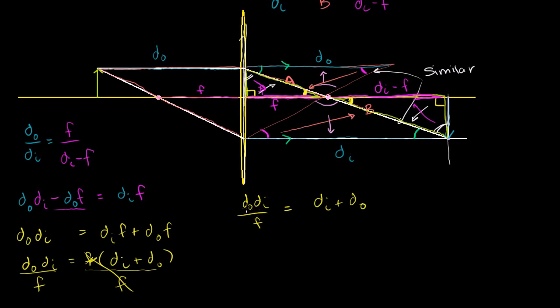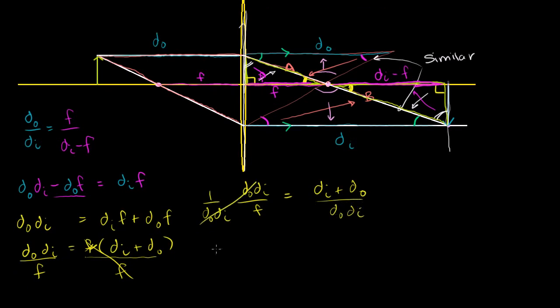And now let's divide both sides by d naught di. So 1 over d naught di. Divide this side by d naught di. Cancels out over here. And so we are left with, on the left-hand side, 1 over the focal length is equal to this thing over here. And we can separate this thing out. We just separate out the numerators. The same thing as di over d naught di plus d naught over d naught di.